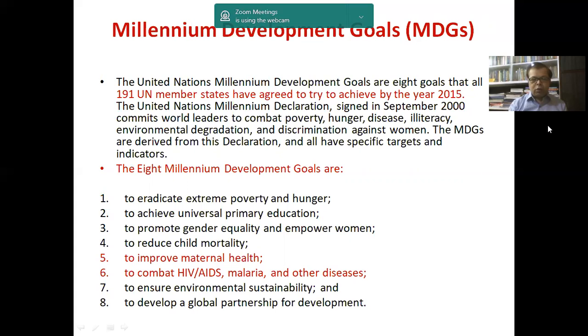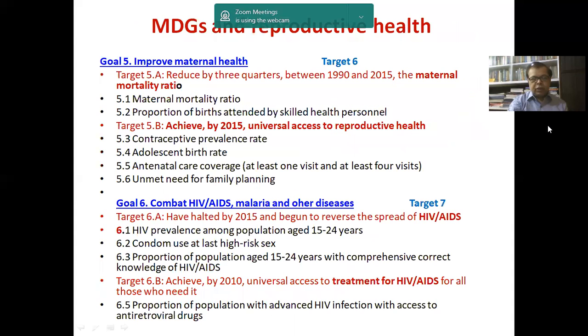Out of these 8 goals, 5 are related to health, and out of these 5, 2 are exclusively related to the notion of reproductive health. This is goal number 5, to improve maternal health, and goal number 6, to combat HIV/AIDS, malaria, and other diseases. We'll not talk about malaria and other diseases, but we'll keep focusing on HIV/AIDS here. So goal number 5 and 6 are exclusively dealing with the reproductive health issues.